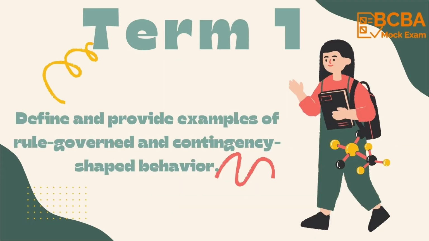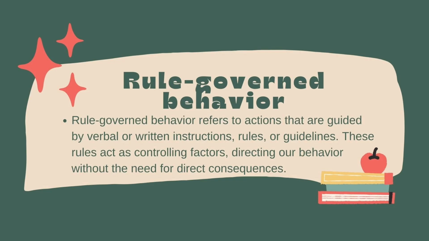Our first term is about rule-governed and contingency-shaped behavior. Rule-governed behavior and contingency-shaped behavior are two distinct ways in which our actions are influenced. Let's start by defining these terms. Rule-governed behavior refers to actions that are guided by verbal or written instructions, rules, or guidelines. These rules act as controlling factors, directing our behavior without the need for direct consequences.